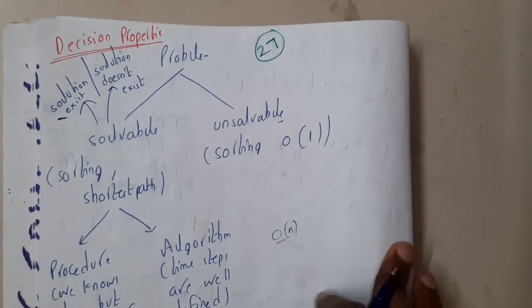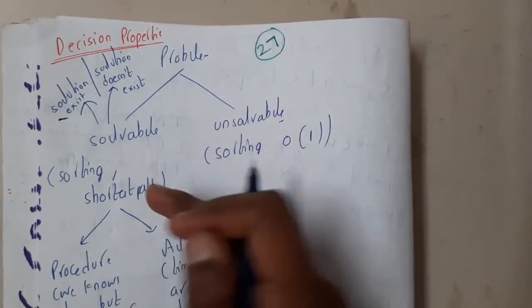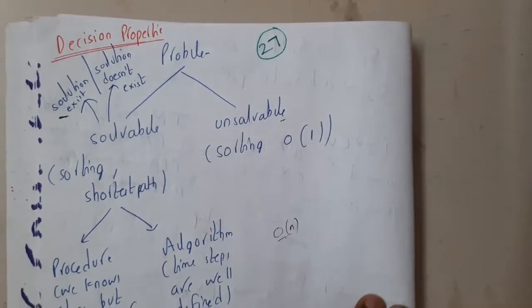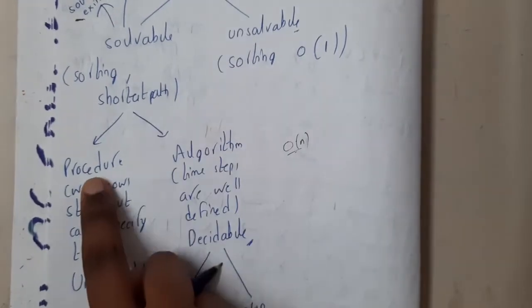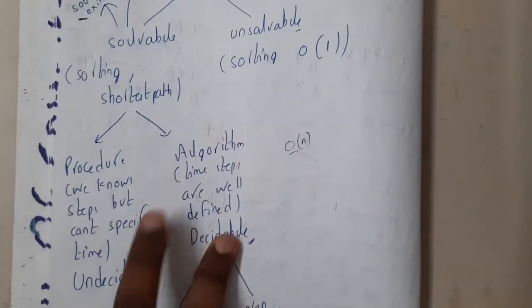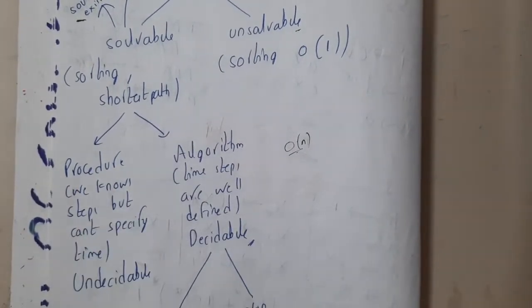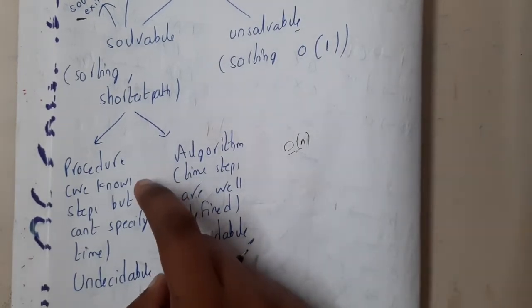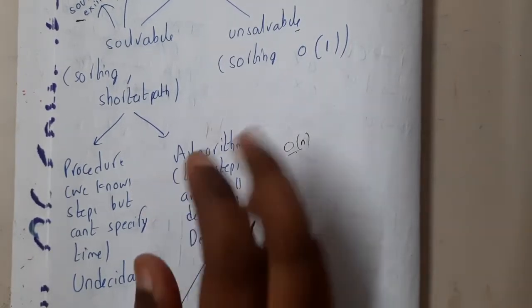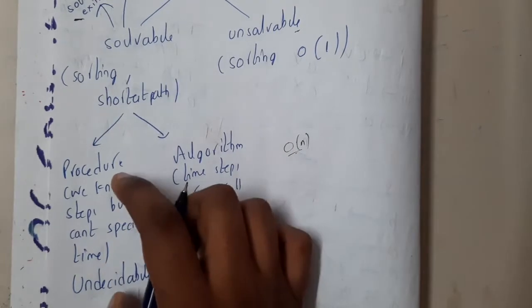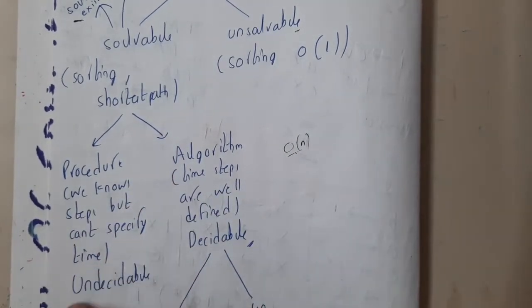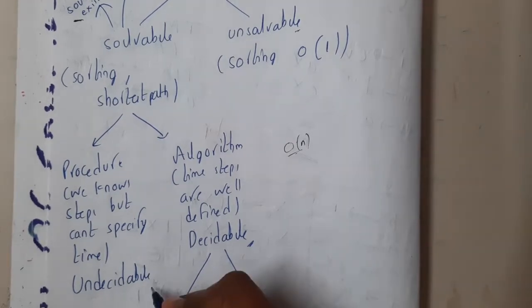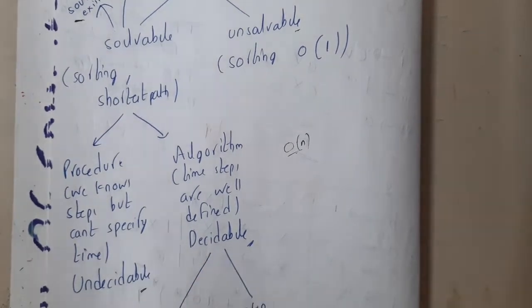When we go into detail about solvable, there are 2 paths. The first path is procedure and the second path is algorithm. With a procedure, we don't know the exact code of how you are going to write it, but we know that it is possible. With a procedure, we know the steps but cannot specify time. Undecidable and decidability are the more popular terms.